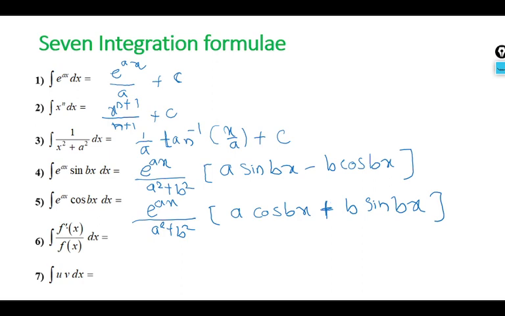Sixth formula is integral of f dash x upon fx. It is actually a substitution method. If you put fx equal to t, you get f dash x dx as dt. So integral of dt upon t is log t. So the formula becomes log of fx plus c.